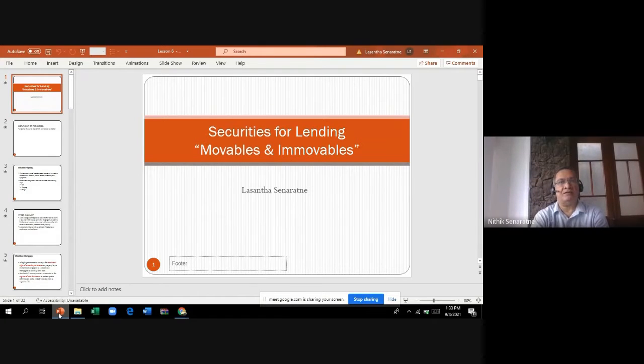So then, securities for lending, mobiles and immobiles. Today I will discuss some of the methods banks use to obtain securities for mobile and immobile, and the practical difficulties we see in this entire process.